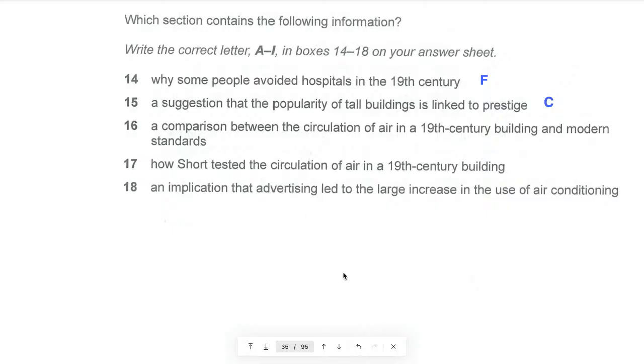So here, that means that the popularity of tall buildings is linked to prestige. That means that people will give a lot of respect and admiration to the tall buildings, based on their popularity or the fame of that.